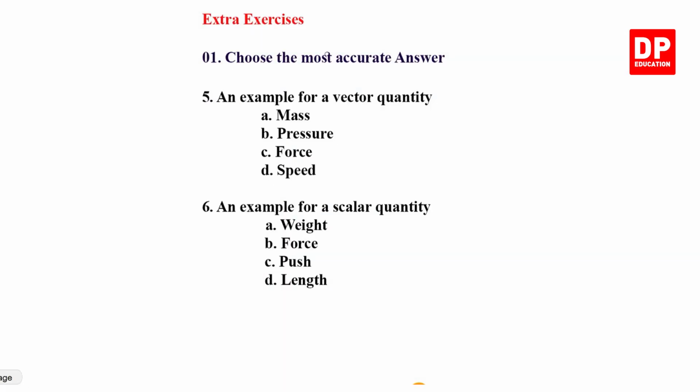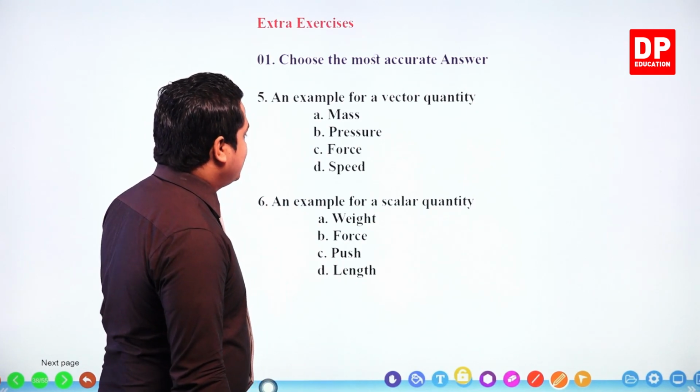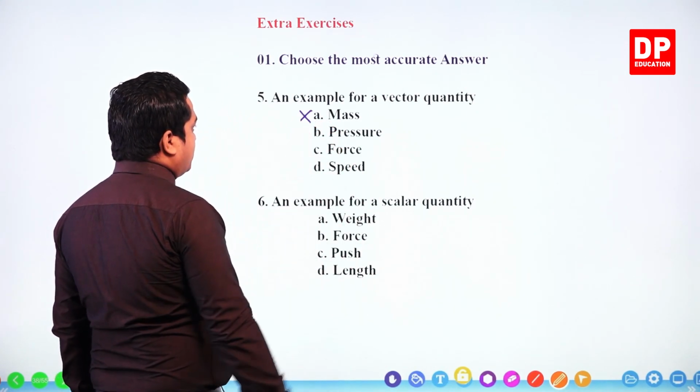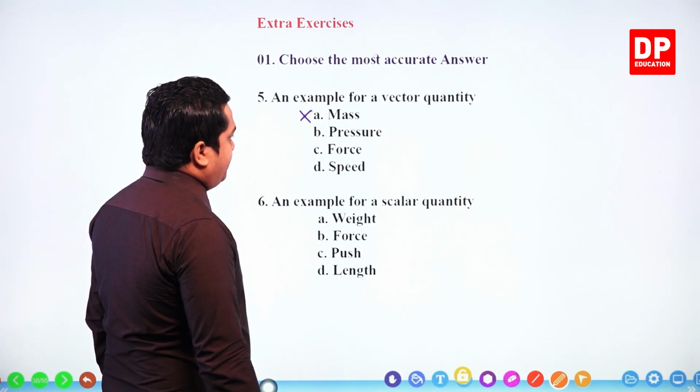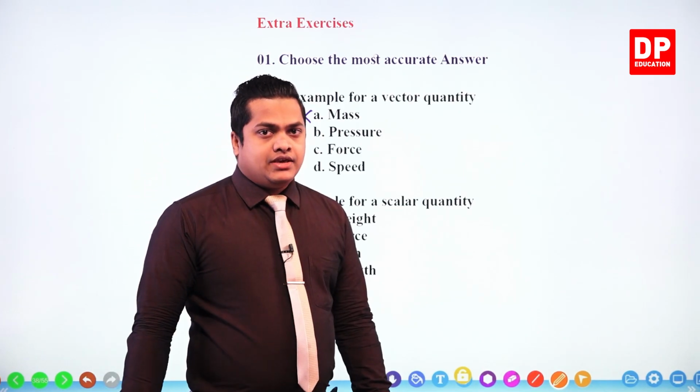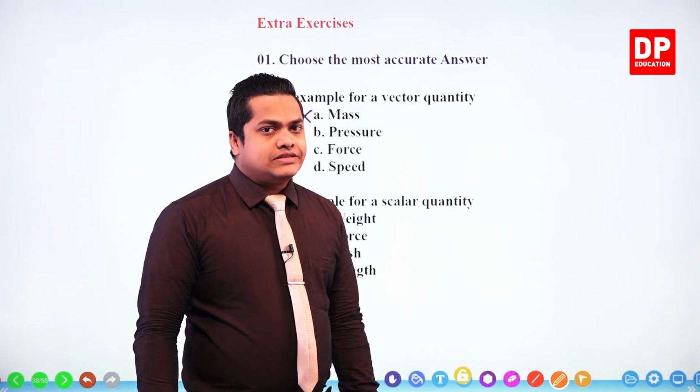Question number 5. An example for a vector quantity. Vector quantity means it should have a magnitude plus it should have a direction. So you should select a quantity that has a direction with a magnitude. The first one given is mass. No, I have explained about mass in the earlier question. So it's incorrect. Pressure.